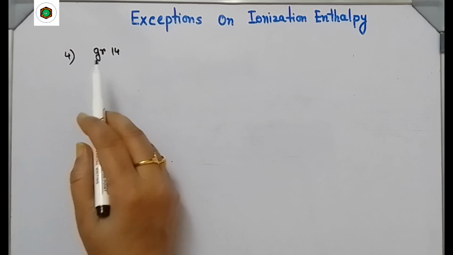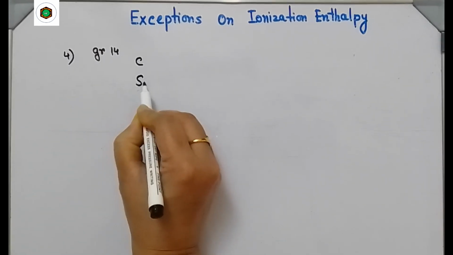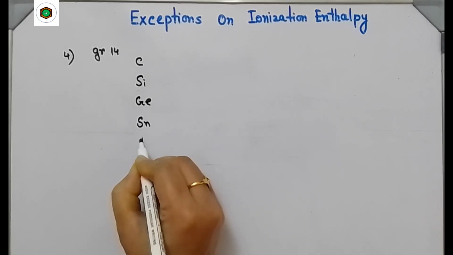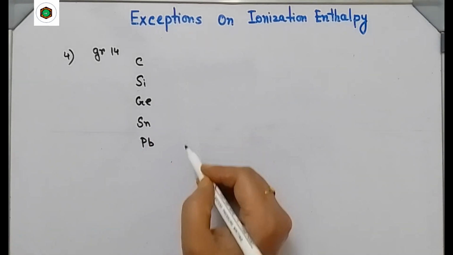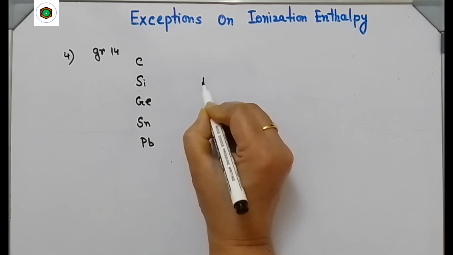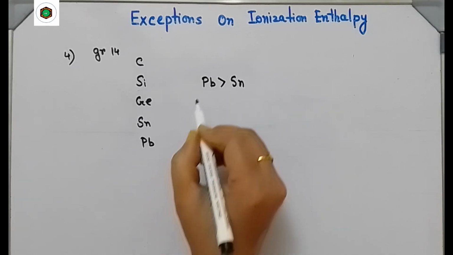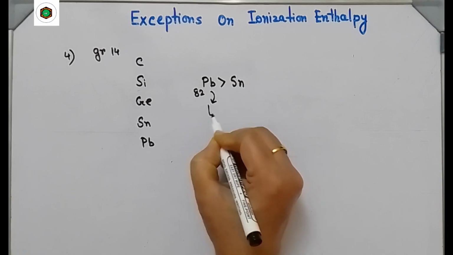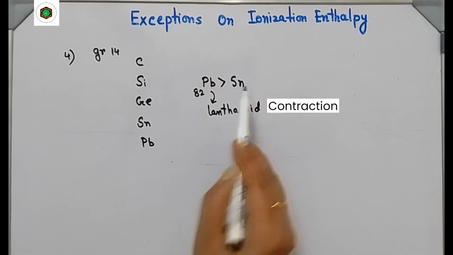Another exception is there in group 14. Elements are carbon, silicon, germanium, tin, lead. So down the group what will happen? This value should decrease. But if you observe, lead is having higher ionization enthalpy than tin. Lead is having atomic number 82. So here also due to lanthanoid contraction, it's very difficult to remove one electron from valence shell. Therefore, ionization enthalpy is higher than tin.